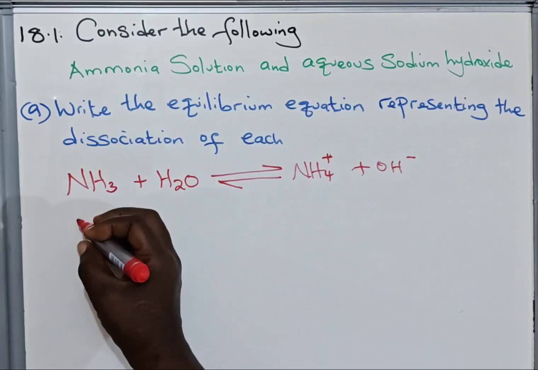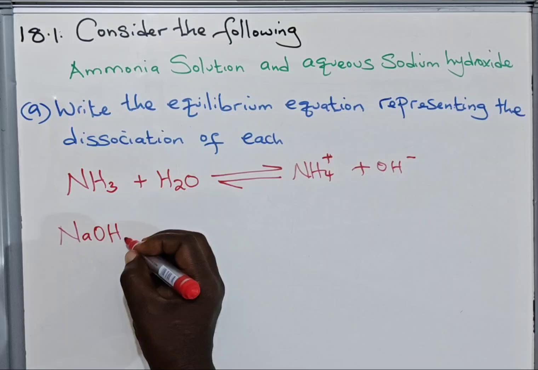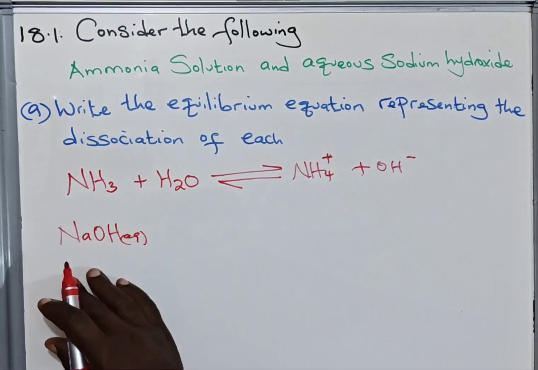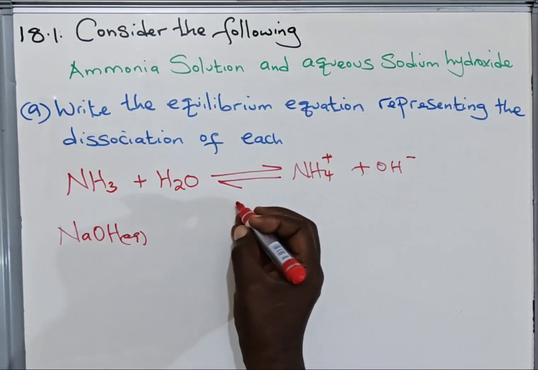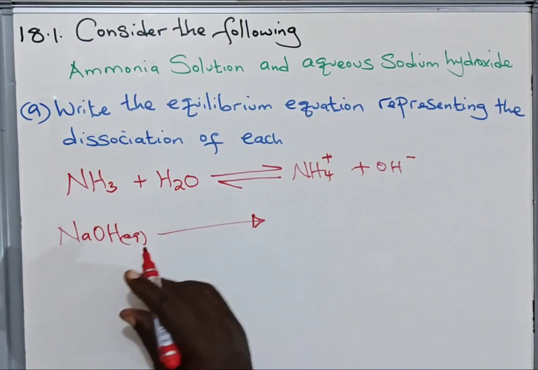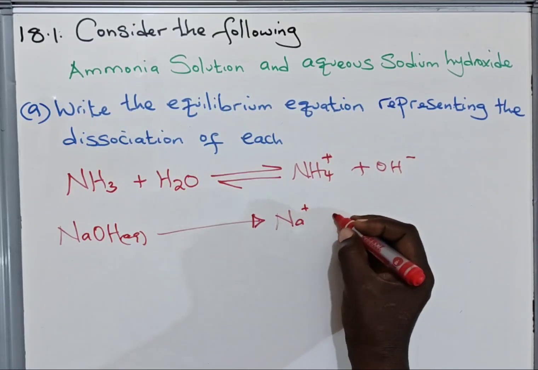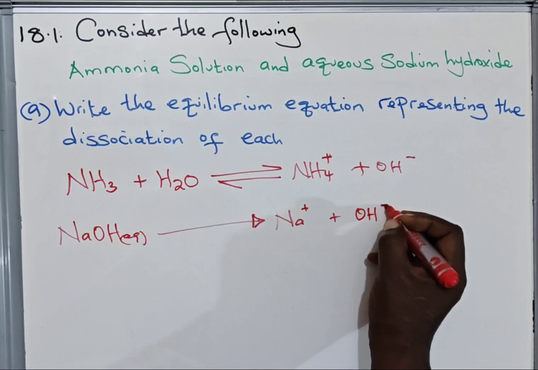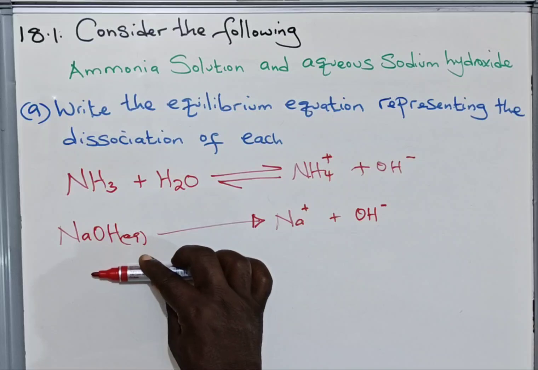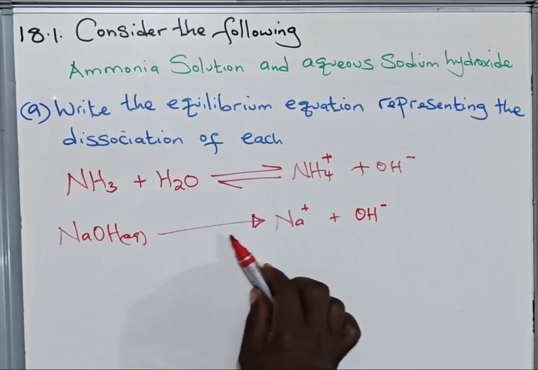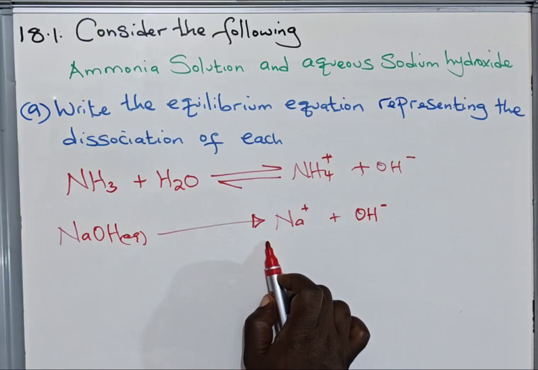Then we come to aqueous sodium hydroxide. Aqueous meaning dissolved in water. So what happens here? This one is represented in this manner. We have sodium ions and hydroxide ions. You have to take note that in this case, our equilibrium is in one direction. We use a single arrow.